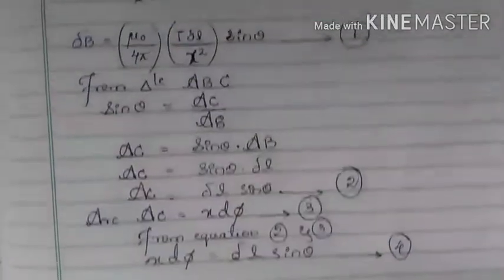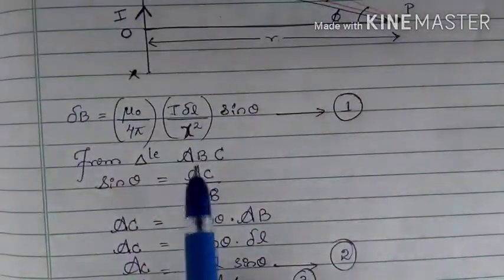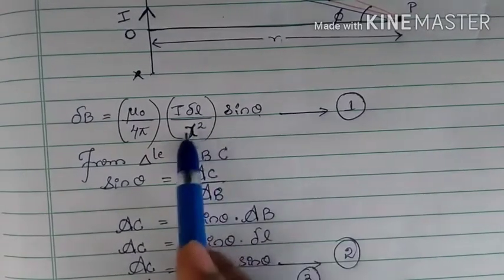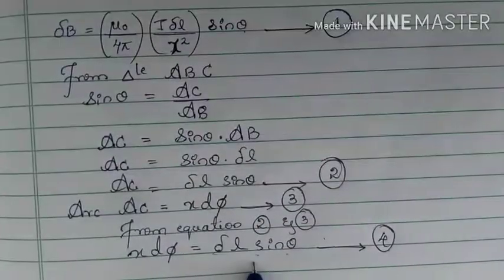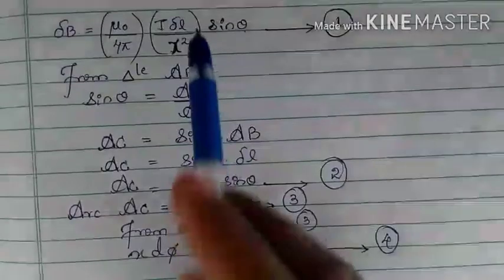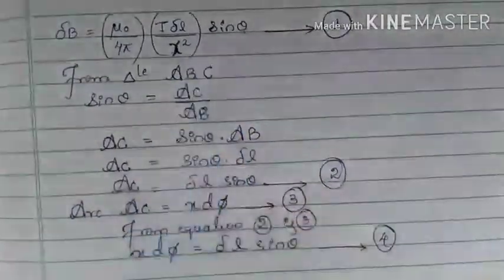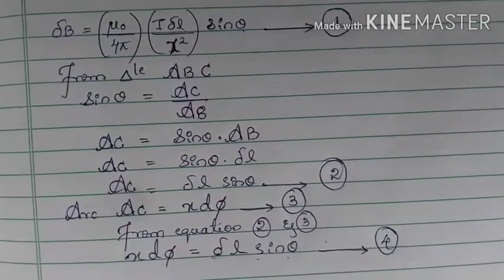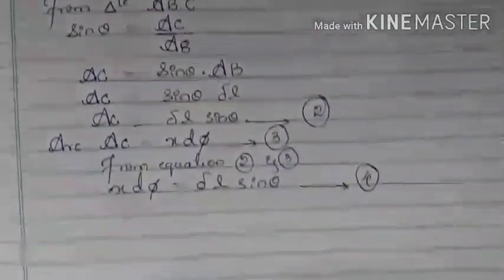Now if you observe, in equation number 1 we have delta L sin theta divided by x square. Here we have delta L sin theta is equal to x d phi. If I substitute this here, then we can cancel out the x and have the equation in terms of d phi. So let us substitute equation 4 in equation 1.